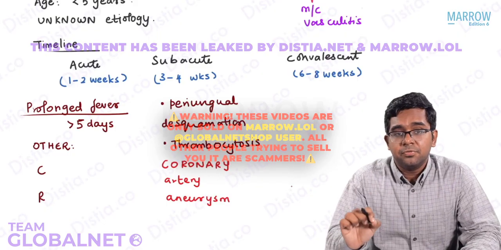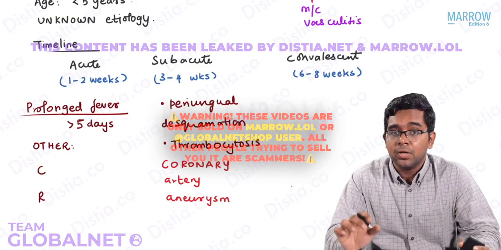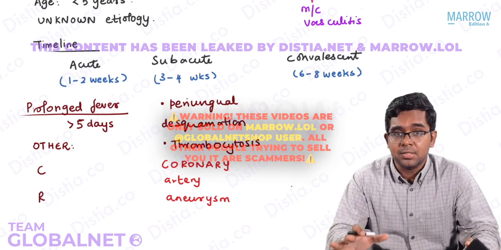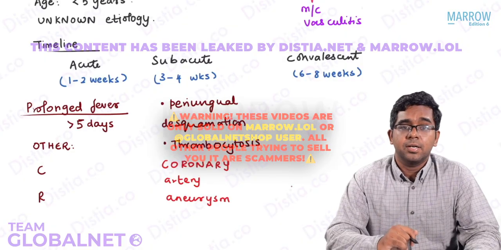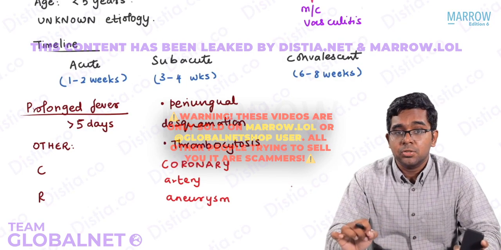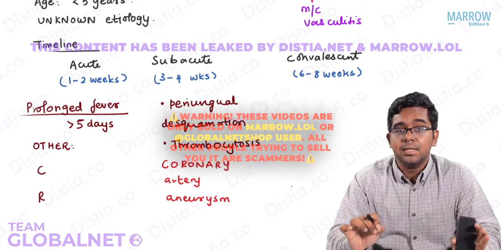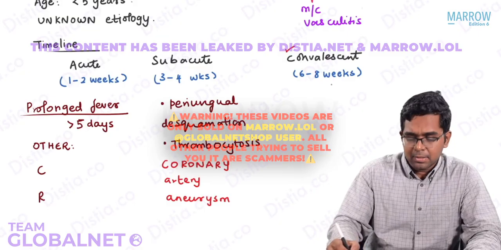It is the most feared complication in Kawasaki disease, and it has been said that if you can diagnose Kawasaki disease in the acute stage and start the treatment, we can even decrease the incidence of coronary artery aneurysms. So that is why it is very, very important for us to diagnose Kawasaki disease in the acute stage of illness. See, convalescent stage is nothing but recovery.